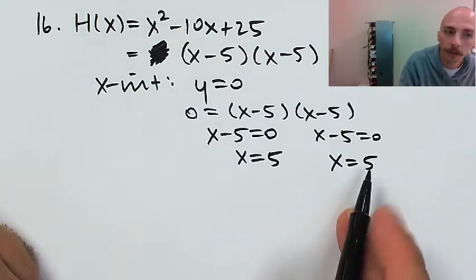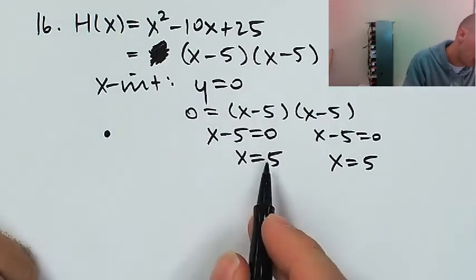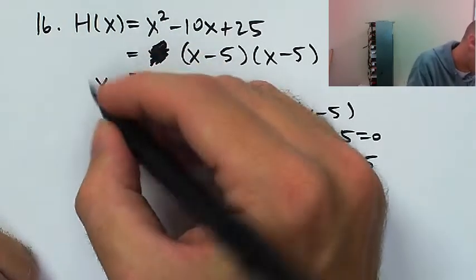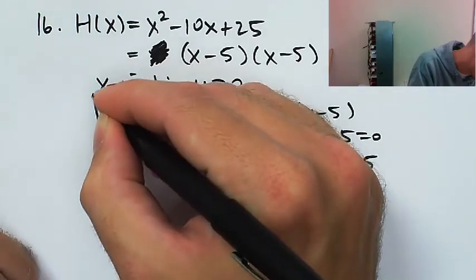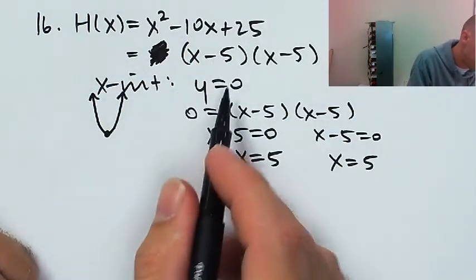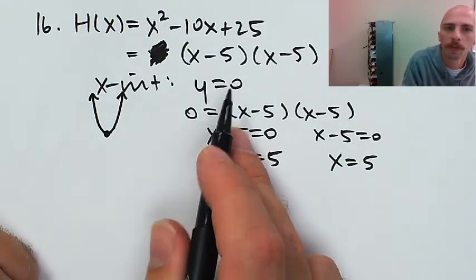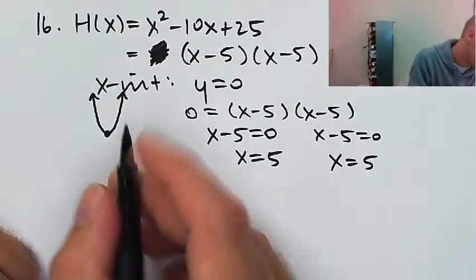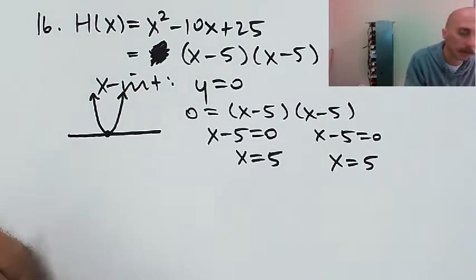So I just have one x-intercept. That means that's where x is 5 and y is 0. That's going to be my vertex. It's going to open up because it's just a regular y equals x squared kind of parabola. Since the y-coordinate of the vertex is 0, the vertex is the x-intercept, so it's just going to look like that. It's just going to have one x-intercept.